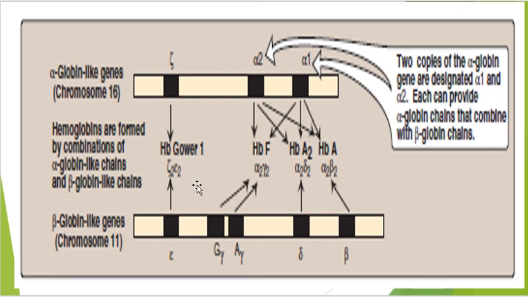Here is again the representation of the synthesis of the globin genes and hemoglobin. Zeta 2 and epsilon 2 form the embryonic hemoglobin. Fetal hemoglobin consists of alpha 2 and gamma 2, while the adult hemoglobin A2 is synthesized by alpha 2 and delta 2, and the adult hemoglobin, that is hemoglobin A, is synthesized by alpha 2 and beta 2 genes.